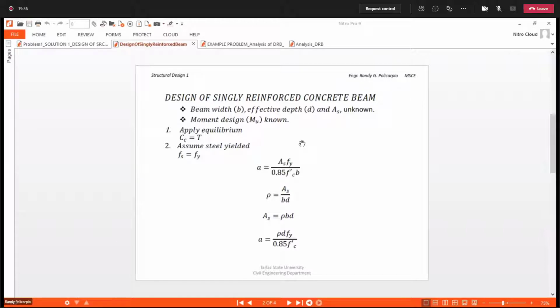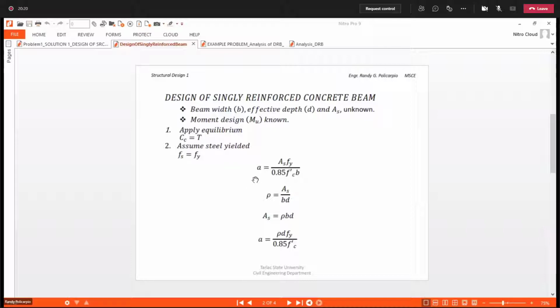Now, ano yung mga unknown, common unknown sa beam o sa problem? Unknown yung width, unknown yung depth, unknown yung reinforcement. So, those are the common unknown sa mga problem. Unknown yung width ng section ng beam, unknown yung kanyang depth, unknown yung kanyang reinforcement. Okay? So those are the things that you need to look at kapag nagdi-design ka.